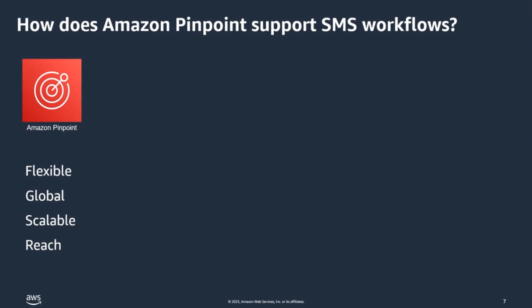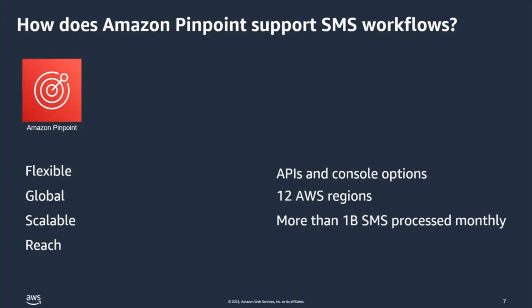Amazon Pinpoint is a multi-channel engagement platform, which allows enterprises to send email, push, voice, and SMS at scale. When we look into SMS, how does Amazon Pinpoint support SMS workflows? It starts with being flexible. We have a variety of APIs at disposal and also our online console option. It is a global service and it's available in 12 AWS regions. It's highly scalable. We currently process more than 1 billion SMS per month. And with one Amazon Pinpoint account, you have access to reach over 240 countries and territories.